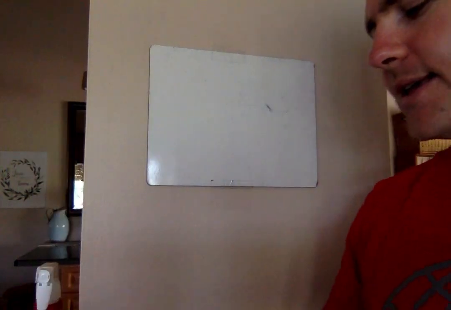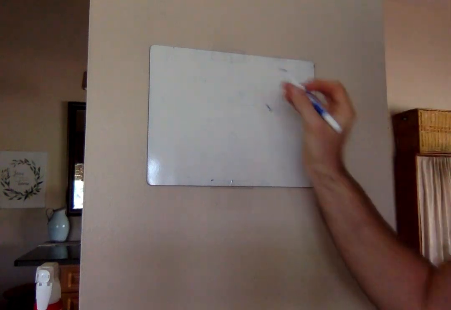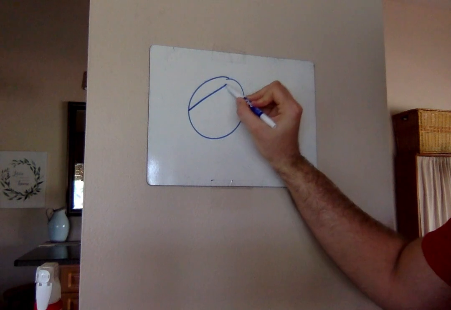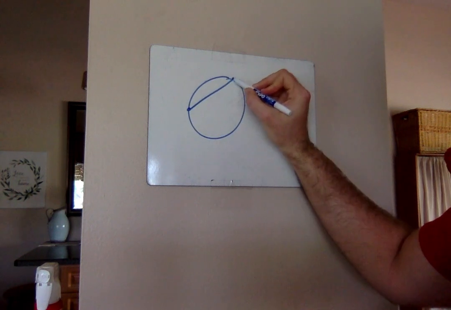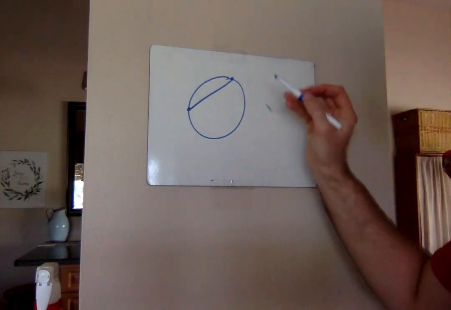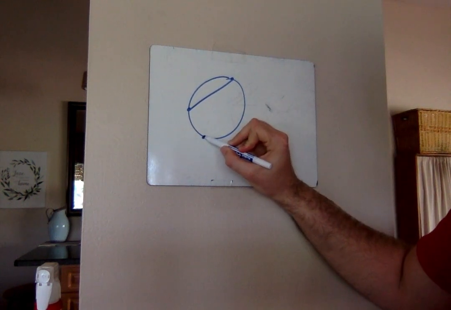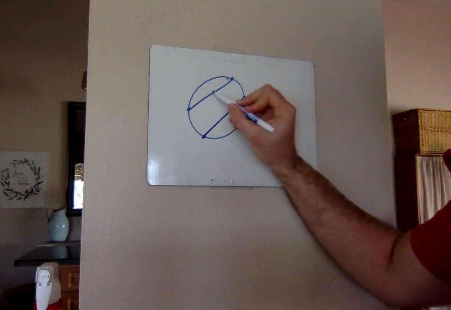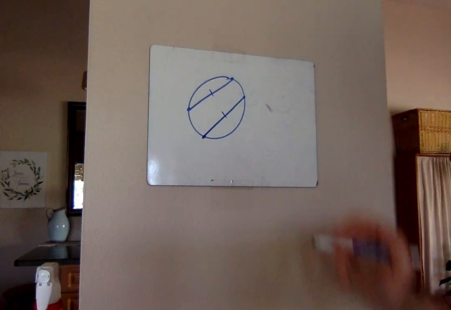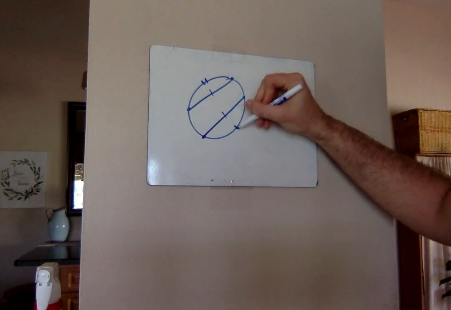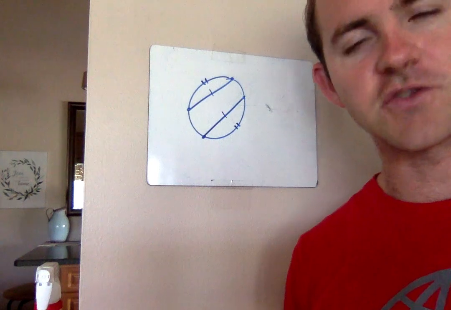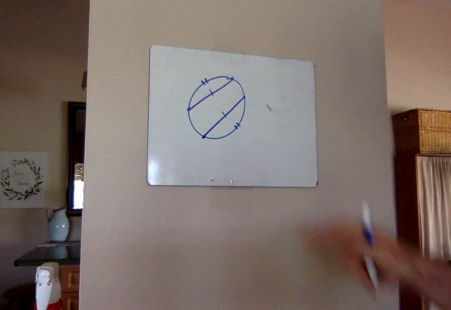All right, here's the basic deal. In a circle, if we have a chord, remember what a chord is, right? A chord is really just a segment that happens to have both endpoints lying on the circle. What we need to know is that if they are congruent, if they have the same length, then the arcs they intercept, which basically means the arc that goes around it, are also going to be the same.